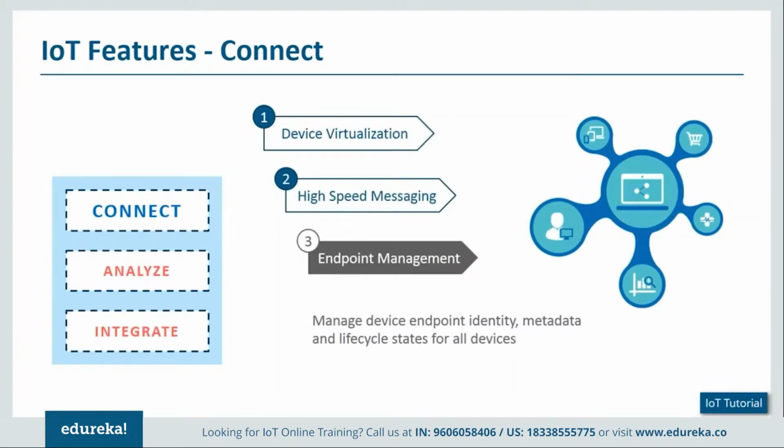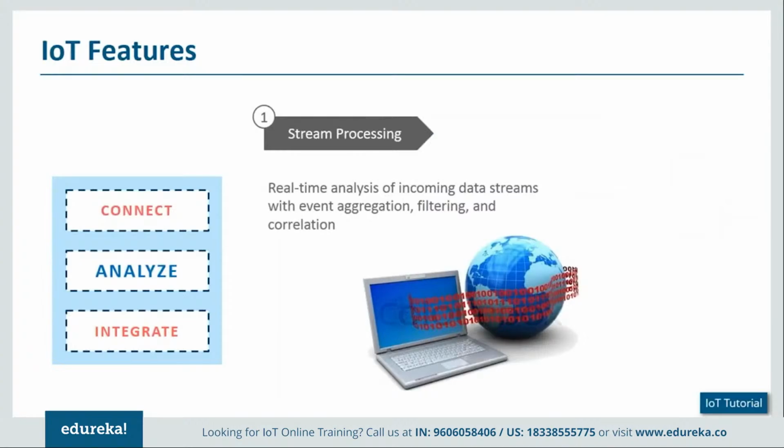Now the next feature is analyze, and the first thing that you need to do for analysis is stream processing. Now if the data coming from the device is not on a real-time basis, then my system is of no use. There's no use if I tell my system to switch on the AC at my home and by the time I reach there, the AC is not even turned on. Then it's a failure of my system. Okay, so real-time analysis of the incoming and outgoing data must be done with respect to different aggregations, filtering, correlations, processing, and so forth.